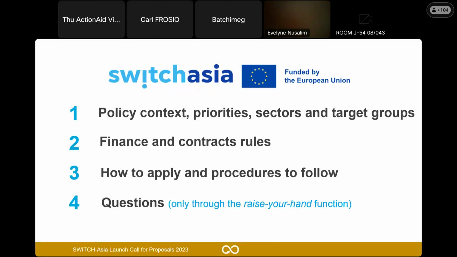Overview of the policy. The policy context, the priorities, the sectors and target groups, and then my colleagues will discuss the finance and contracts rules and how to apply and the procedures to follow. And then if you have any questions, we'll have some time at the end.